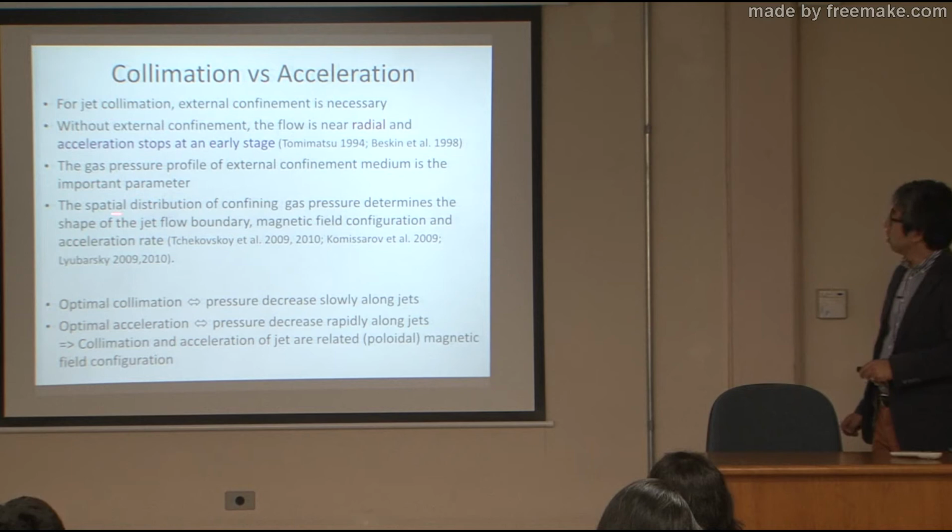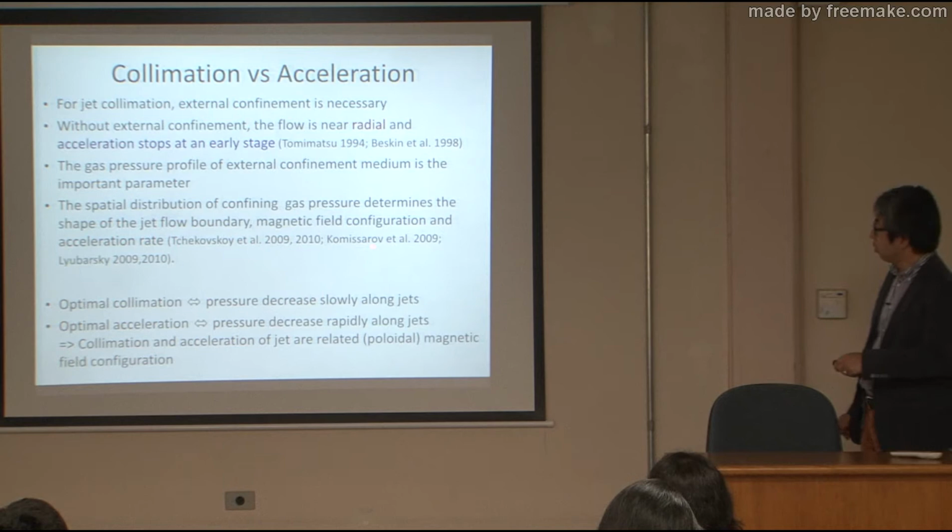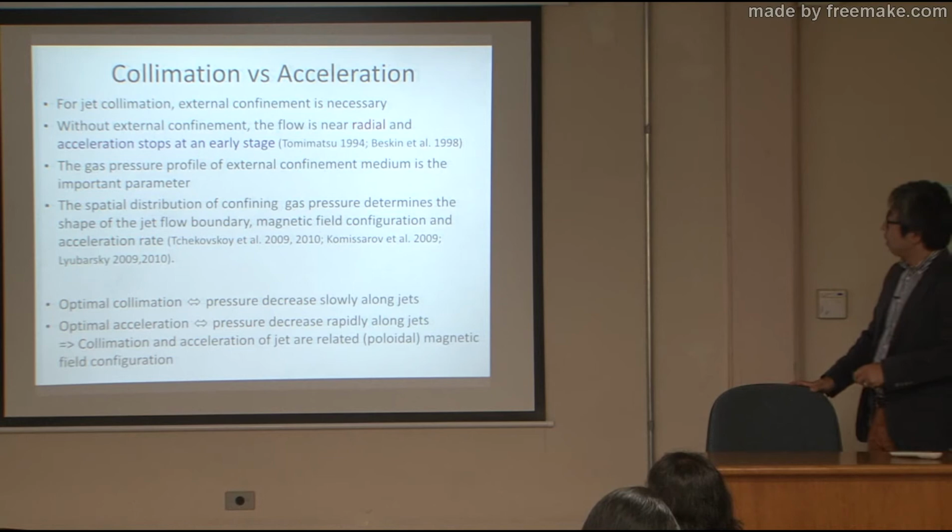The spatial distribution of the confining gas pressure is determined by the shape of the jet flow boundary, the magnetic field configuration and the acceleration rate, as done by Tchekhovskoy and Komissarov, and Rybalsky also did some analytical work on this part. So we have two points. For optimal collimation, the gas pressure decreases slowly along the jet, but for optimal acceleration, the gas pressure decreases rapidly along the jet. This is completely contradictory. So the collimation and acceleration of the jet are related to the polar magnetic field configuration. This is one of the points of view currently.